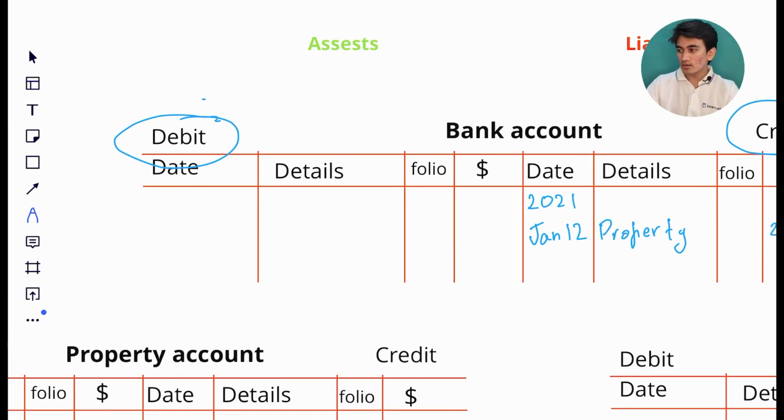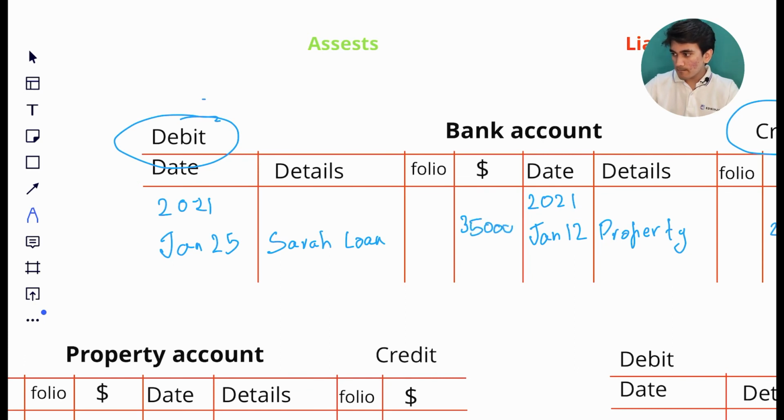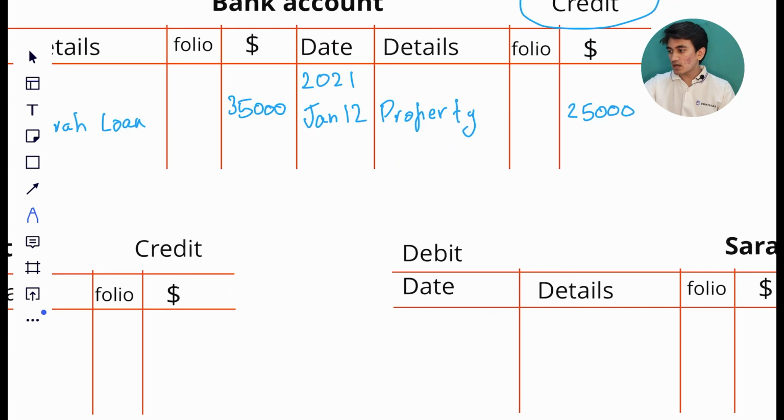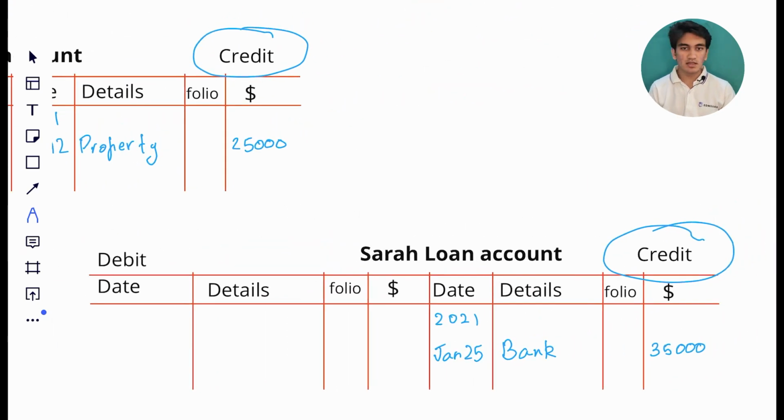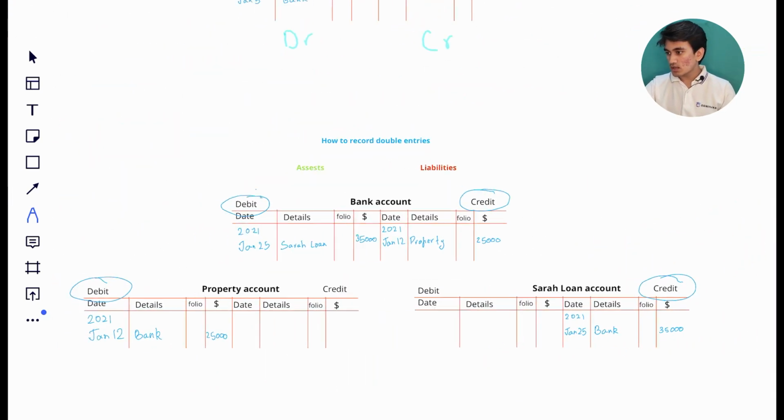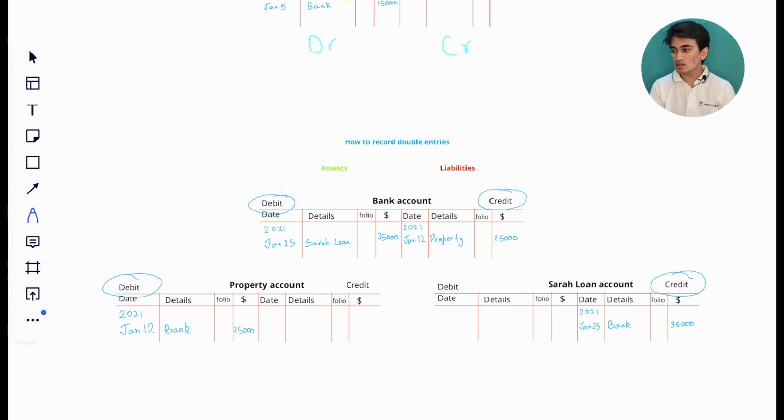Now let's look at the bank account. Let's start with the date, 2021, January 25th. In details, we'll have Sarah loan, and we'll have $35,000. It's as simple as that. So we debited the bank account as it is receiving and credited Sarah loan account as it is giving. And that was our double entry for assets and liabilities.